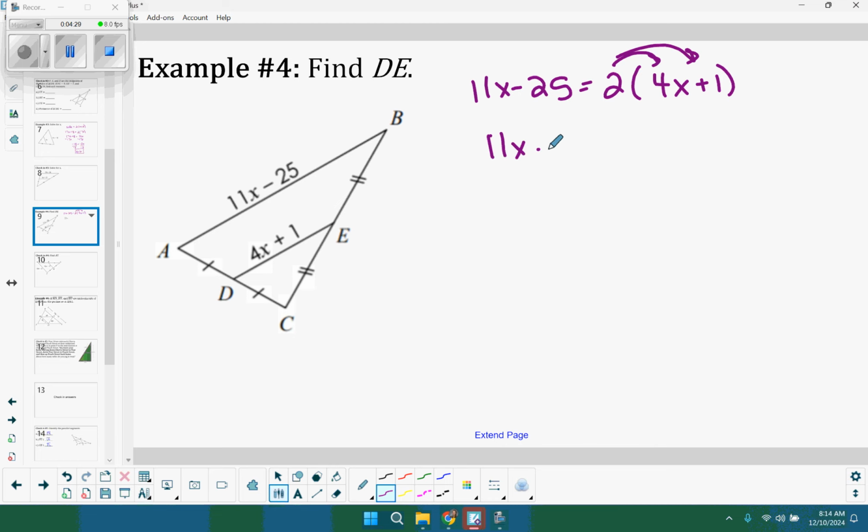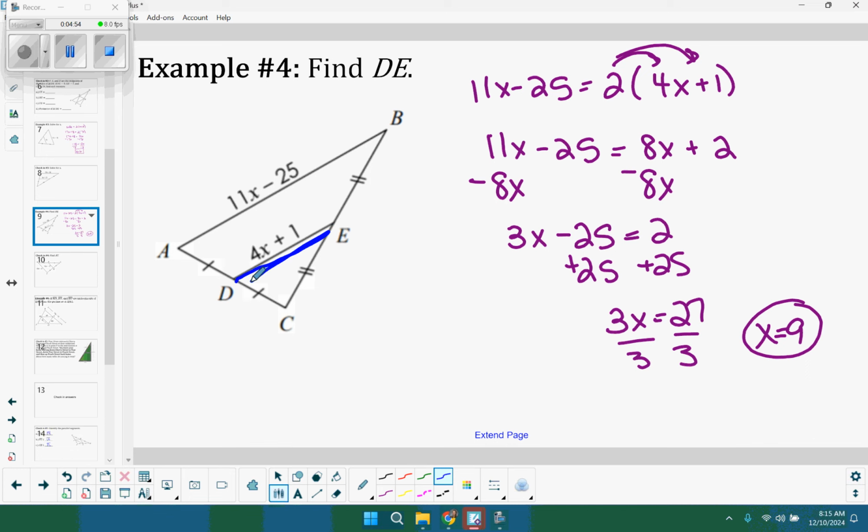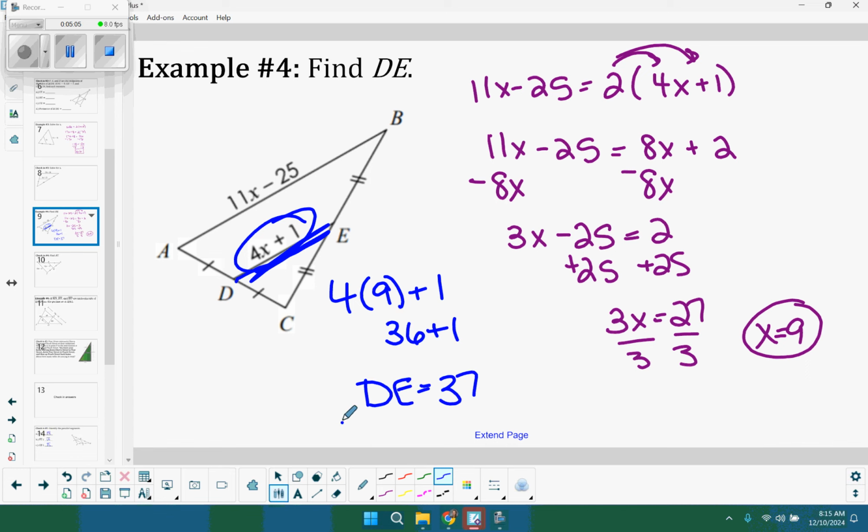So now I want DE. DE was this segment here. So we're going to plug it back into 4x plus 1. So 4 times 9 plus 1, 36 plus 1. I get DE equals 37.